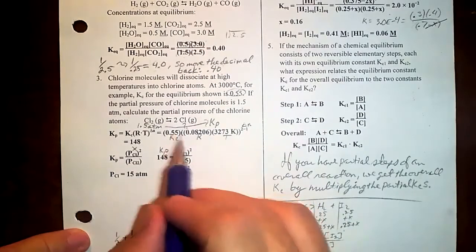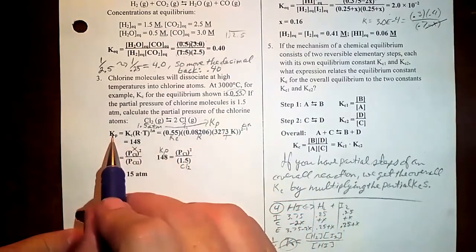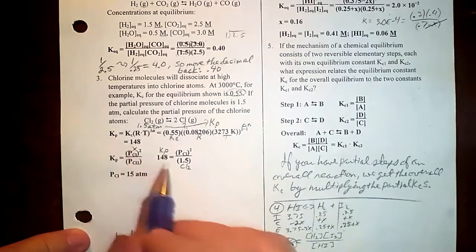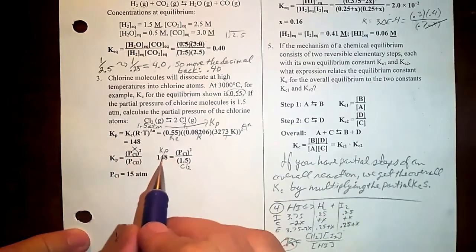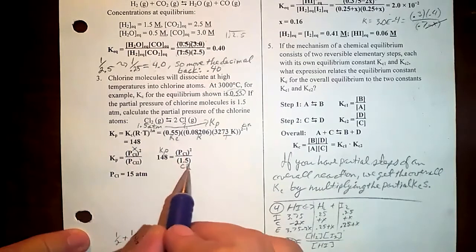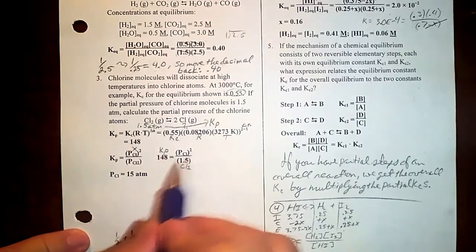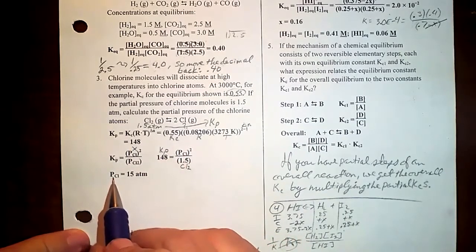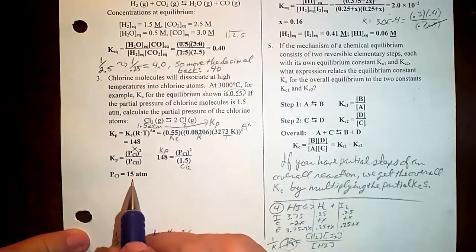So we can just take this times this times this, and we have Kp. It's 148. Now I have something that I can solve. I have 148 equals x over 1.5, and just multiply and square root, and we get the partial pressure of the Cl atoms.